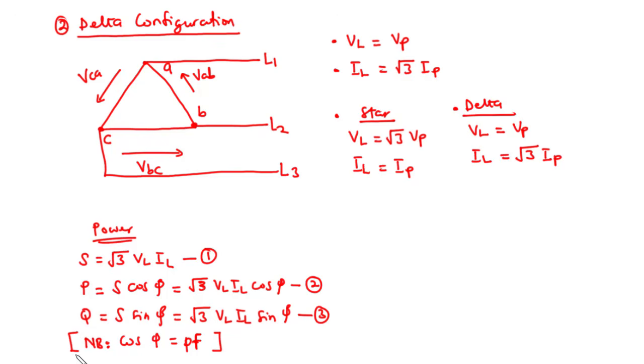Now let's move on as we solve a couple of examples. So let's take our first example. 3 identical resistors are connected in star across a 3-phase 415 volt supply. If each resistor has a resistance of 100 ohms, calculate A, the voltage across each resistor, B, the current in each resistor, and then C, the total power supplied to the load.